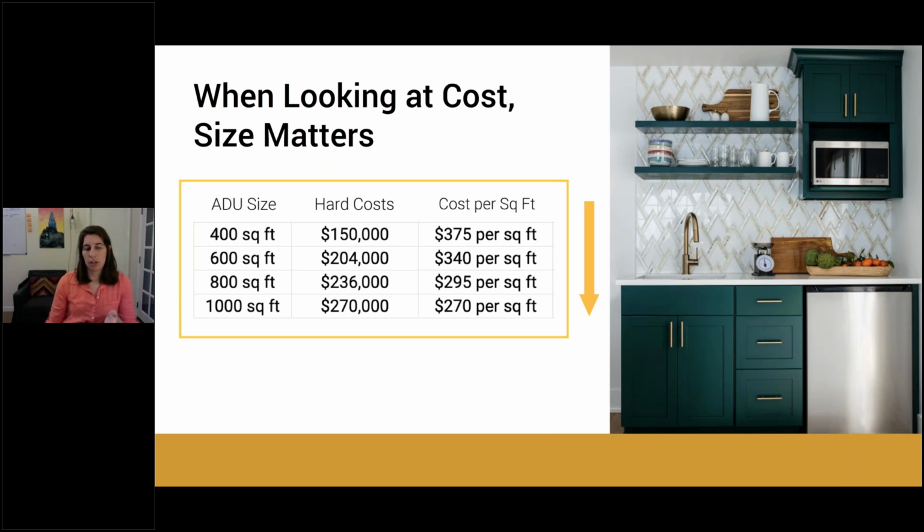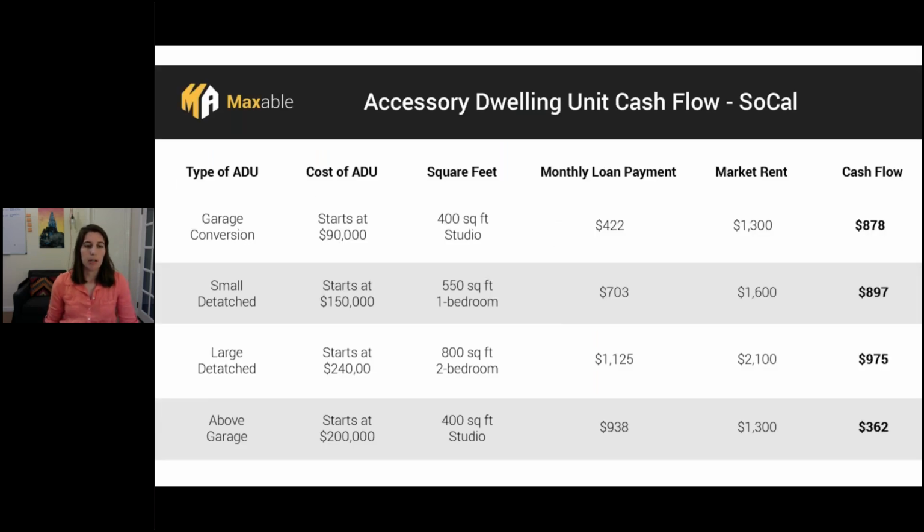Now, let me give you another scenario. Let's say that you're building this for yourself or for a family member, someone who's downsizing, and you want a bigger unit. Then that's great to know that the larger you go, generally, the cheaper your cost per square foot will be. Here are some Southern California numbers. And for those of you who are interested, we have the same chart set up for Northern California numbers. If you reach out to us, we'd be happy to email it to you.